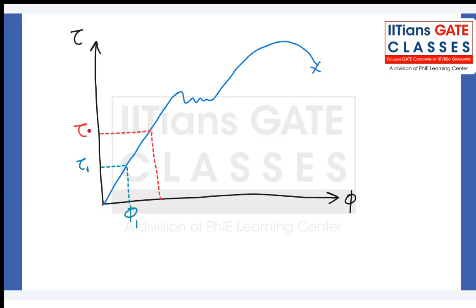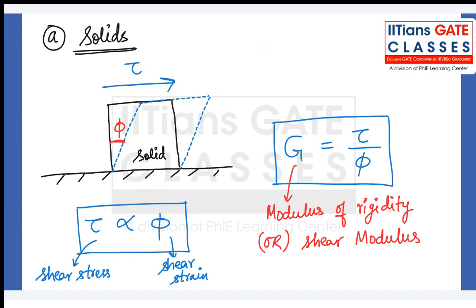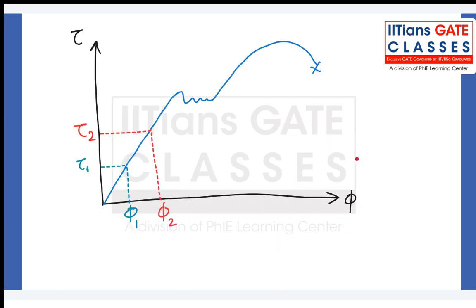This is the case with solids, right? So we have seen this part. We have seen the relationship between stress and strain, and the modulus of rigidity. So I can write that the shear strain is proportional to 1 by G.